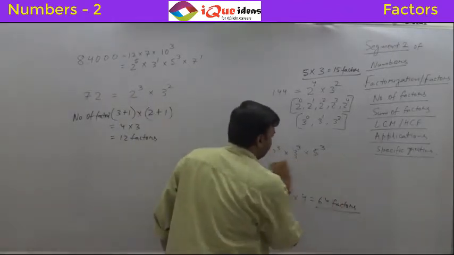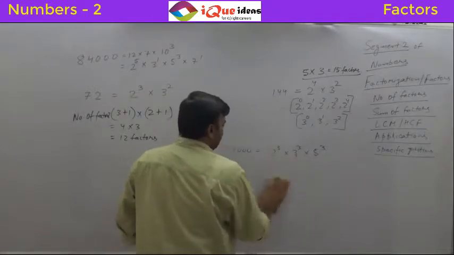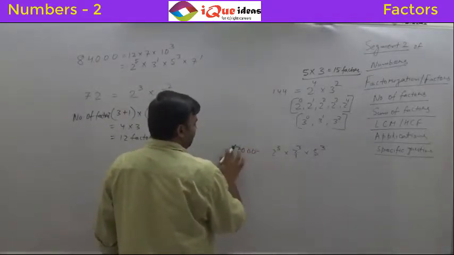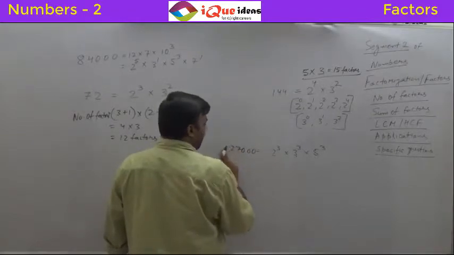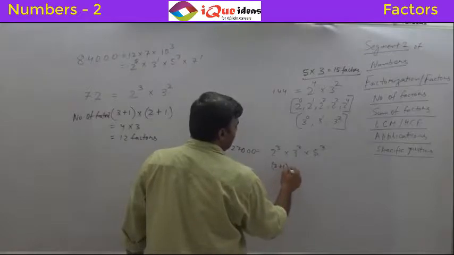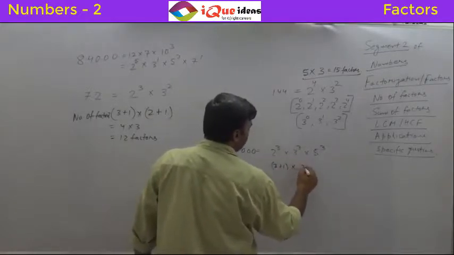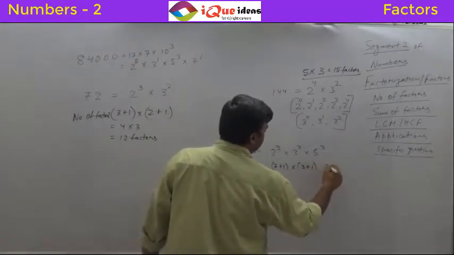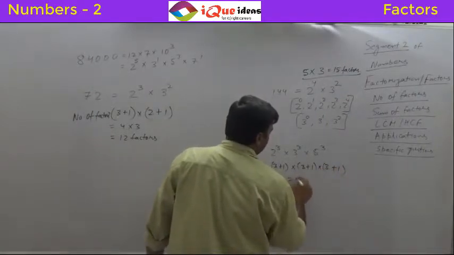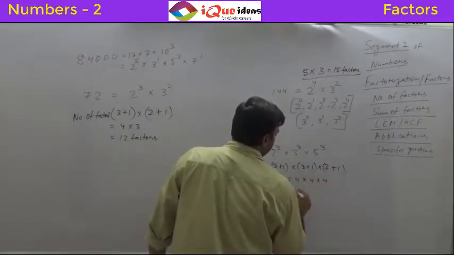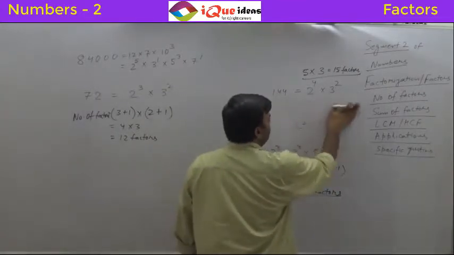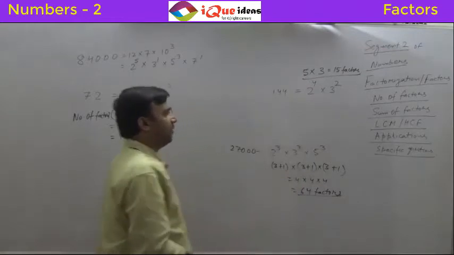Okay, so for example, if it was 27,000, what we needed to do was factorize, and after factorization, whatever is the power, add 1 to every power. So it is 3 plus 1 into 3 plus 1 into 3 plus 1. And then you multiply all of them, which is 4 into 4 into 4, 64 factors. For 144, we don't need to do this, just r plus 1.